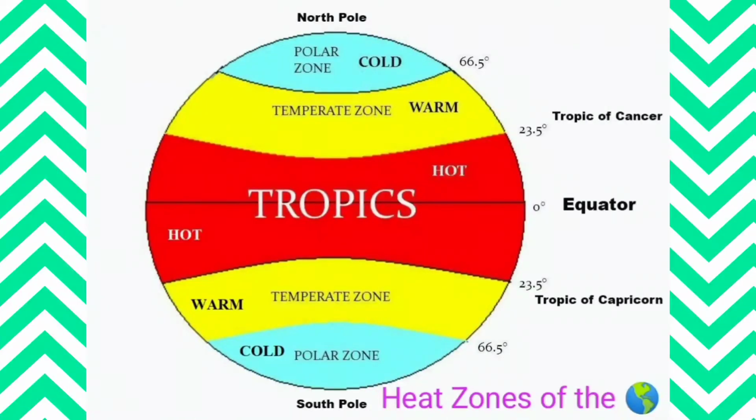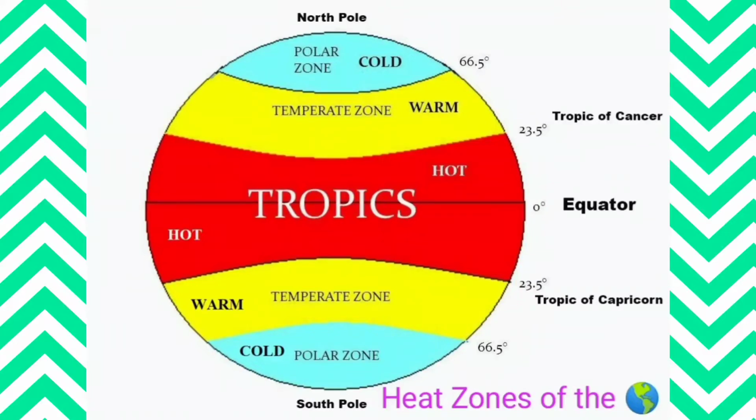Latitudes and heat zones. The parallels that you have just learnt about divide the Earth into various heat zones. The different zones have different types of climate and vegetation. Let's first study about the torrid zone. This zone lies between the Tropic of Cancer and the Tropic of Capricorn. The word torrid means hot.